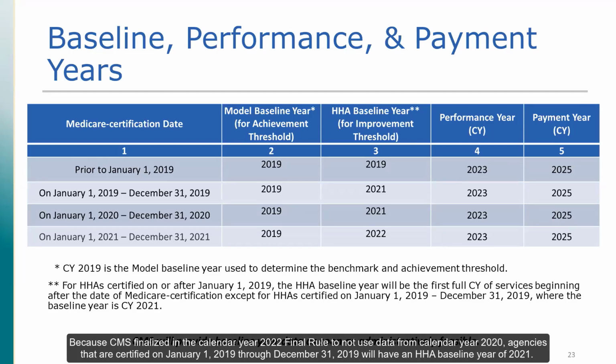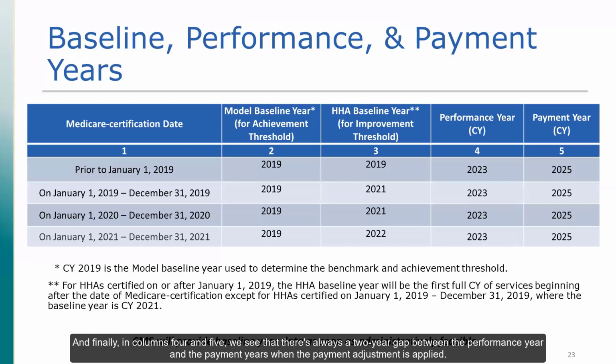Because CMS finalized in the calendar year 2022 final rule to not use data from calendar year 2020, agencies that are certified on January 1st, 2019 through December 31st, 2019 will have an HHA baseline year of 2021. And finally, in columns 4 and 5, we see that there's always a 2-year gap between the performance year and the payment years when the payment adjustment is applied.